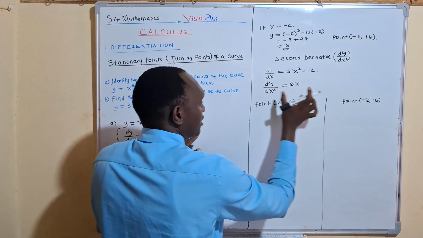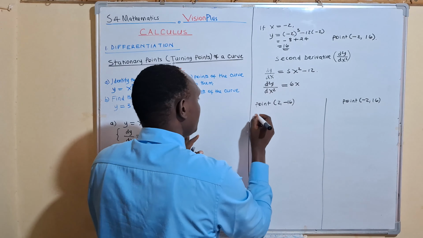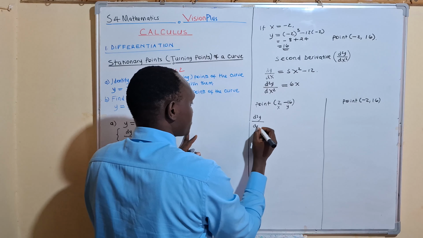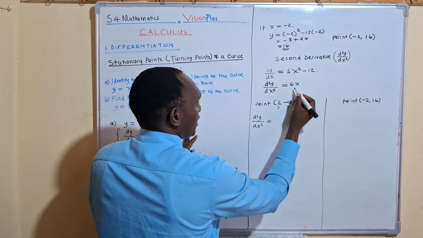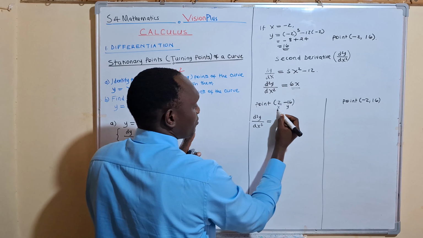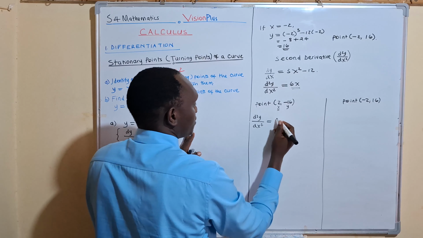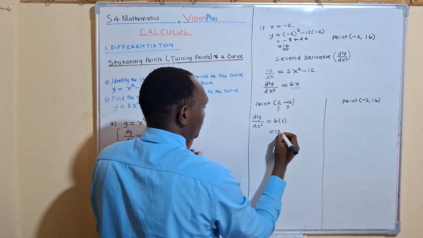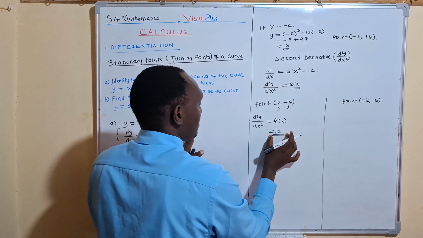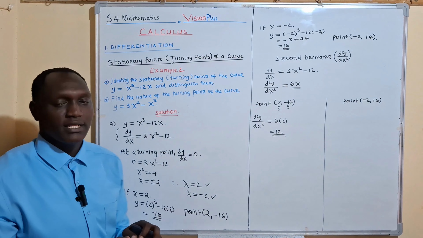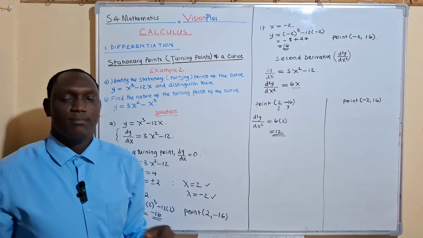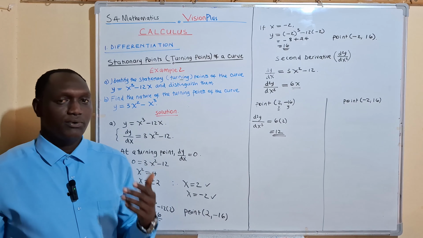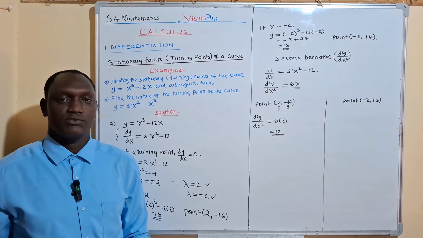Even to test for this point, we still use the second derivative. So we know that this is x, this is y. We say d squared y dx squared equals 6x. Where we find x, we put the corresponding value of x in the point. In this case, my x is 2. 6 times 2 is 12. After getting your value in the second derivative, then you test. Is this value more than 0, is it equal to 0, or is it less than 0? Positive 12 is more than 0.